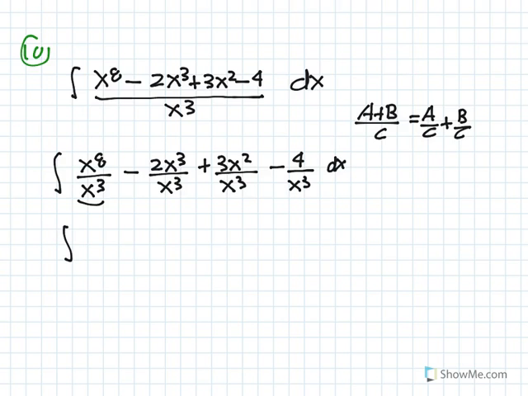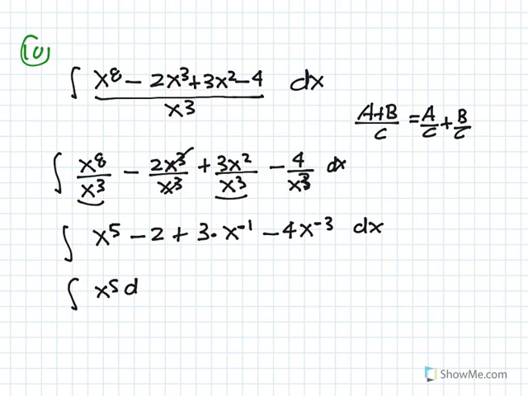We have the same base we're dividing, so that's going to be x to the 8 minus 3, which is 5. The x cubed cancels out, we get minus 2. Plus 3 times, same base, we get x to the minus 1. And rewrite 4 over x cubed as minus 4 times x to the negative 3. Let's split up the integrals. Integral x to the 5 dx minus integral 2 dx plus 3 times, let's rewrite this as 1 over x dx. It will be easier to see the antiderivative of that. Minus 4 integral x to the minus 3 dx.